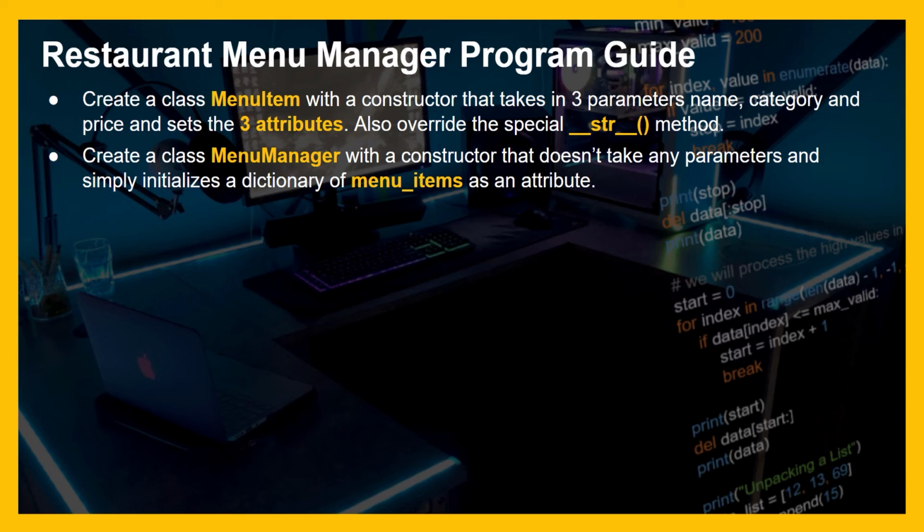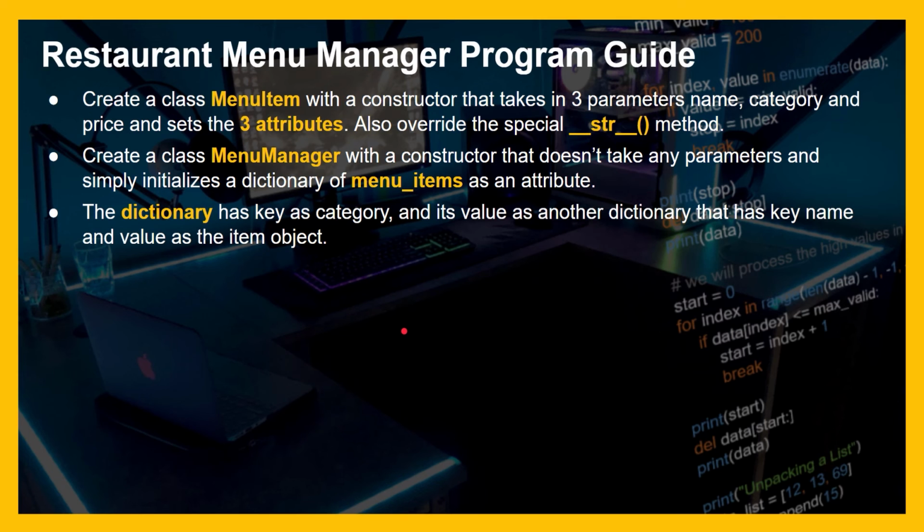So the second class that you'll need to create is going to be the menu manager that will initialize a dictionary. And what is this dictionary going to look like? Well, this dictionary has a key as category. So if you don't know how dictionaries operate, again, I'm going to link the dictionaries video somewhere at the top. So basically, this dictionary is going to have keys as the categories of the menu items, and its value as another dictionary that has key name and value as the item's object.